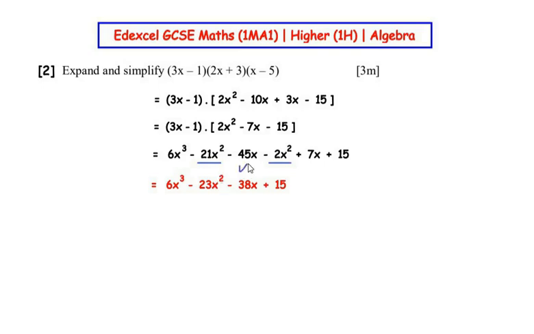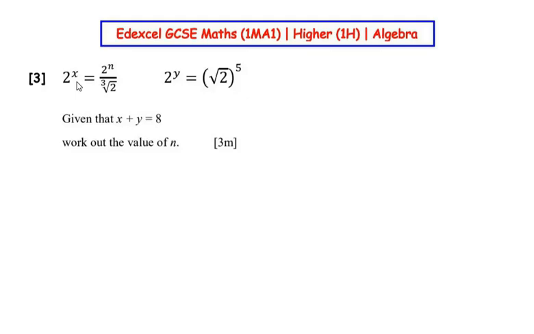Now -45x and +7x, they both are like terms. So -45 plus 7 gives us -38x. And finally we have written +15. Now we cannot simplify this further because we do not have any like terms over here. So this is going to be our answer.